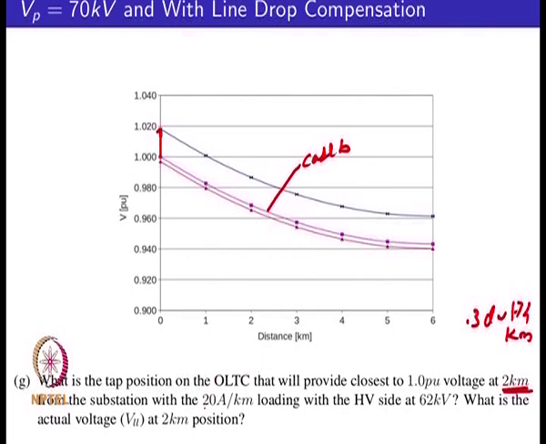Here for this particular problem, we are considering a slightly lower loading of 20 amps per kilometer, and we are considering a voltage on the high voltage side of 62 kV. So, we are looking at this particular nature of the voltage profile.